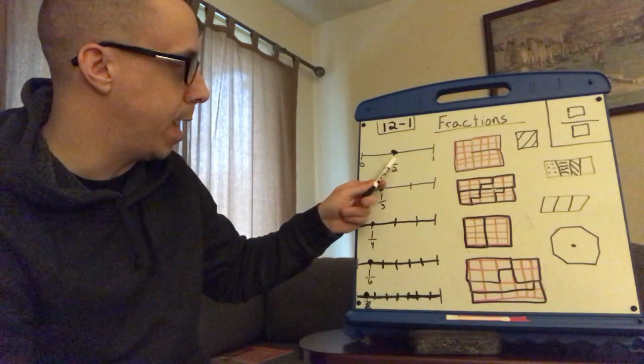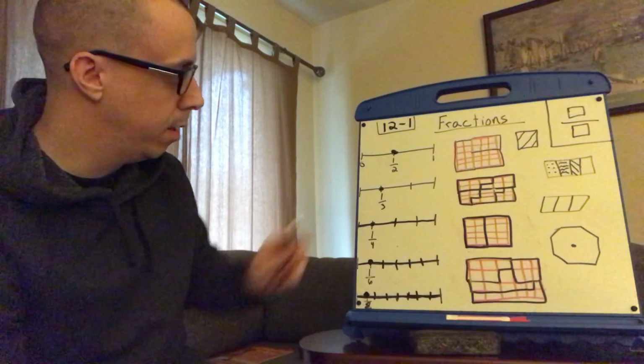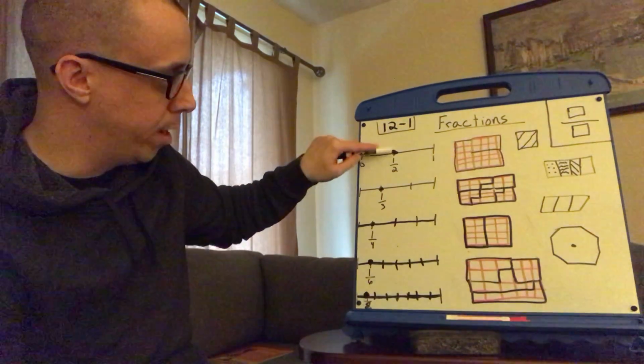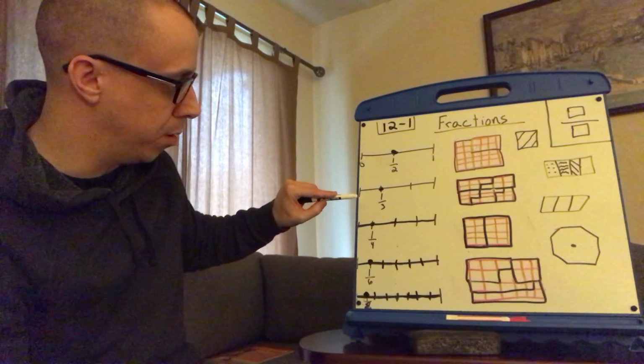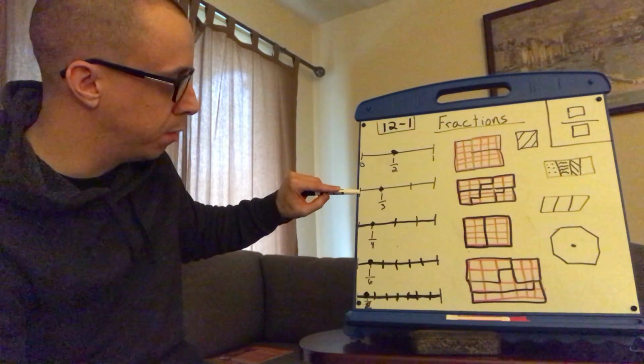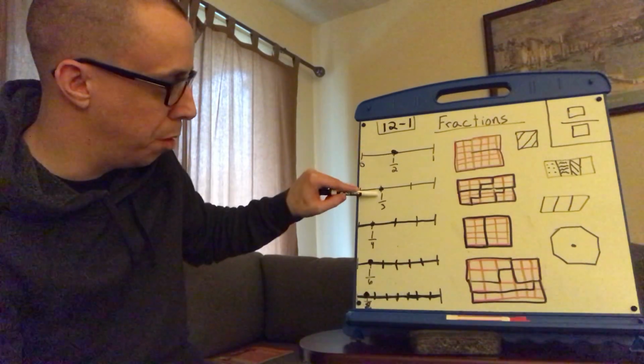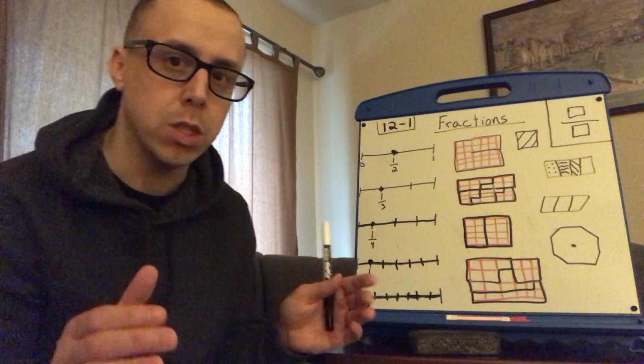So again, we had 1/2 because there were 2 equal parts. So it's 1 out of 2, or 1/2, and here is 1/3. It's one jump along the number line out of 3. 1, 2, 3. So 1/2, 1/3. You can see 1/3 is smaller.